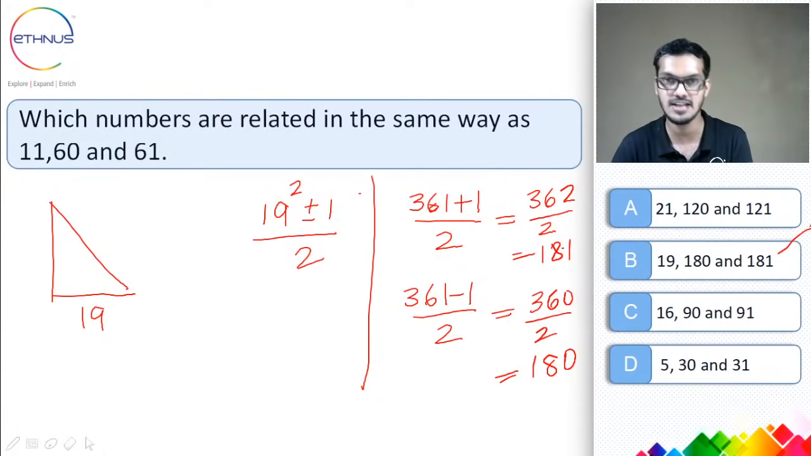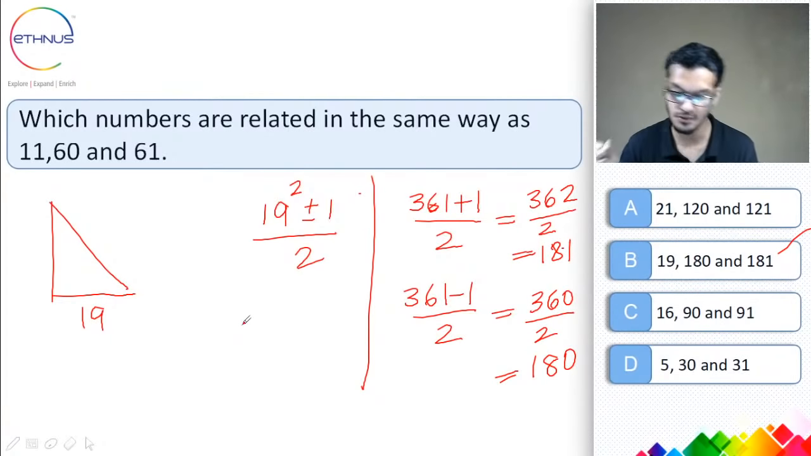You can also check with the last one, option D, and check whether you're going to get it or not. 5 is there. So 5 square is 25. 25 minus 1 is 24. 24 divided by 2 is 12. So obviously the other two are not. It should be 12, and the next one, that is 13. So definitely that's not a Pythagorean triplet.